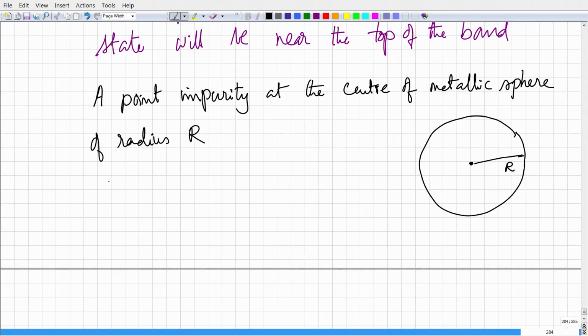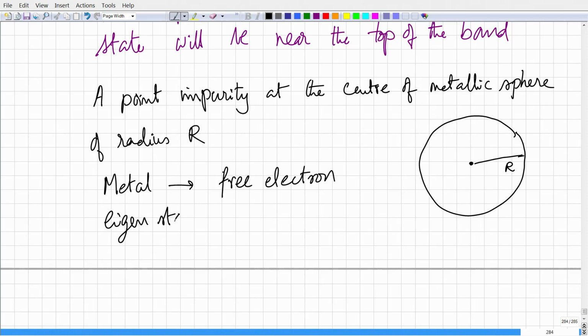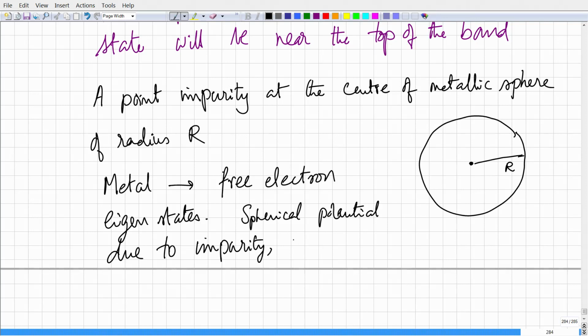Because I am dealing with a metal, I can use free electron eigenstates, and because I am dealing with a spherical impurity and a spherical potential due to the impurity, we can resort to a partial wave analysis.